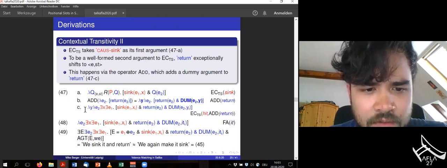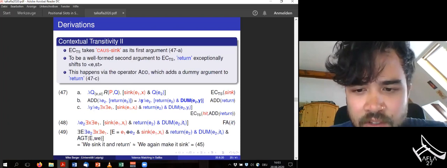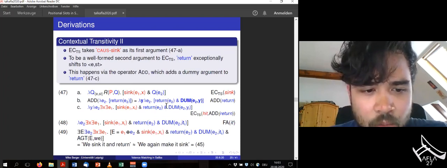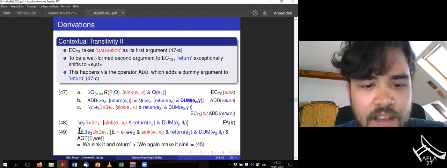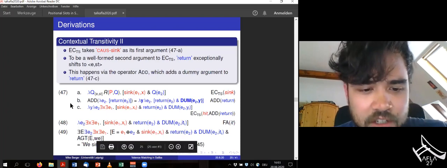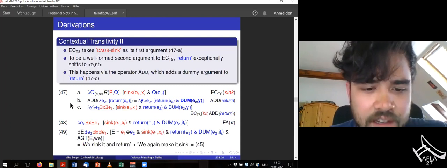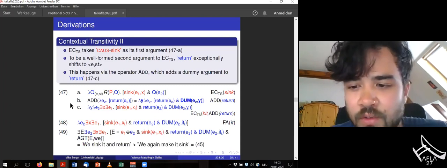Okay. Now this gives us the desired result of two type EST predicates combined into a complex one. What now happens is we proceed with function application of it, leaving only the event argument of the latter predicate, and then we add the agent and do event accumulation, and this gives us we sync it and return, which roughly translates to we again make it sync.